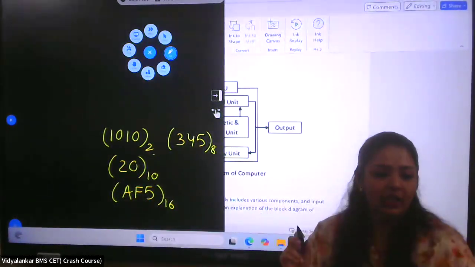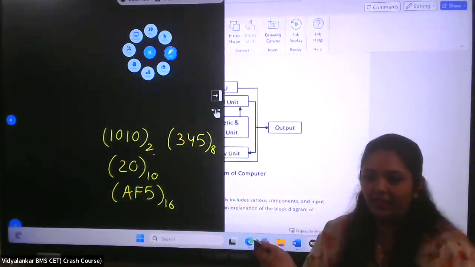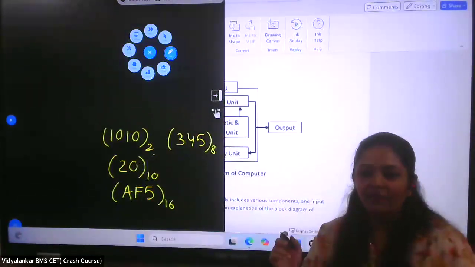So first number system, you can write binary. You know the spelling of binary, right? What's the spelling? BINARY.